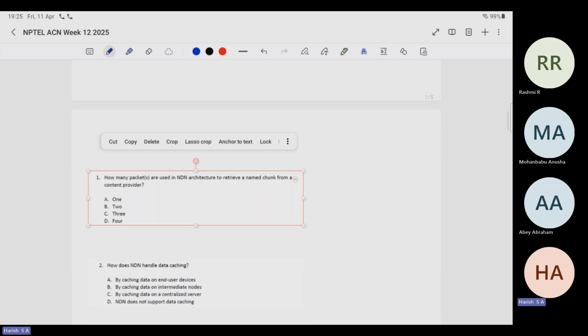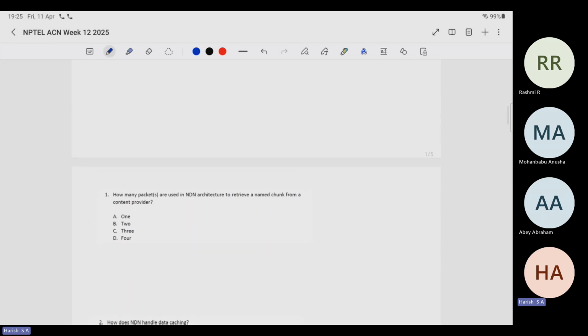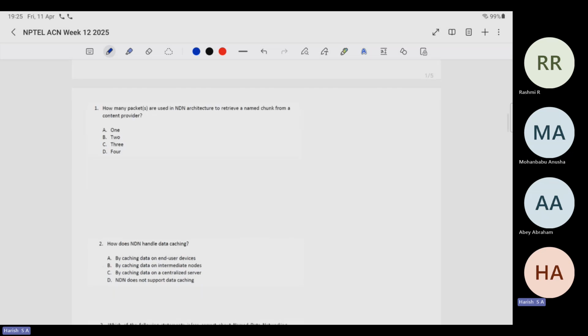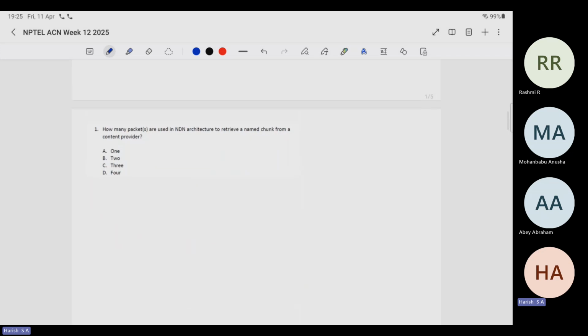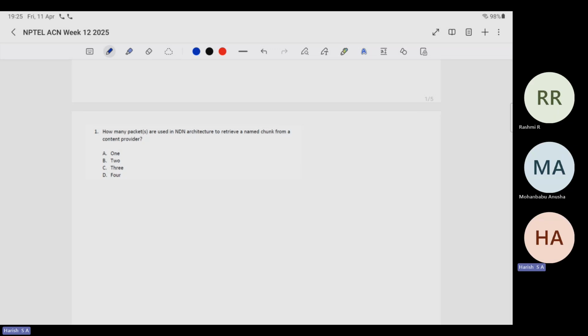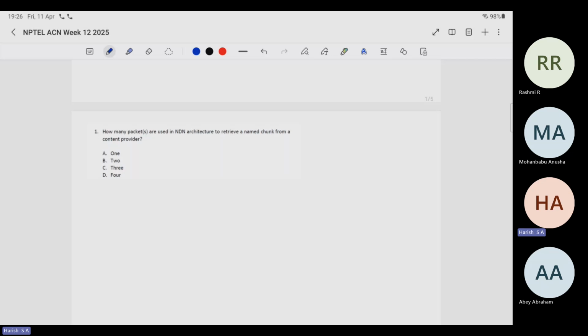So NDN architecture is something that we looked at last time also. It was just mentioned in a fleeting way, but this time it's been looked at with a bigger lens. The first question they're asking is: how many packets are used in NDN architecture to retrieve a named chunk from a content provider? You can answer these questions on the chat if you want, or you can just be a passive listener and just observe. It's completely fine.